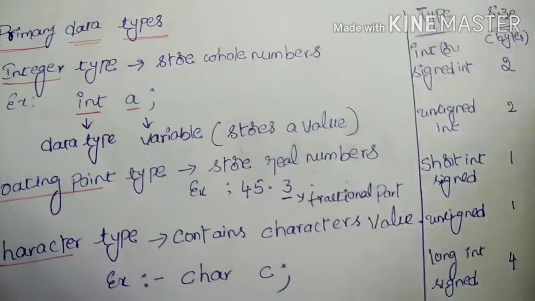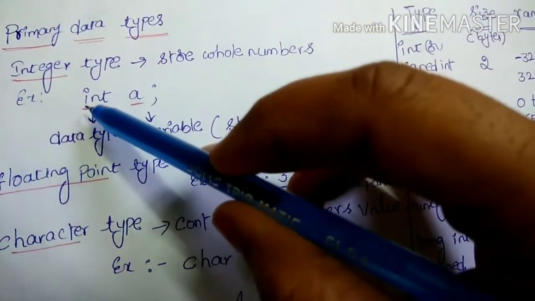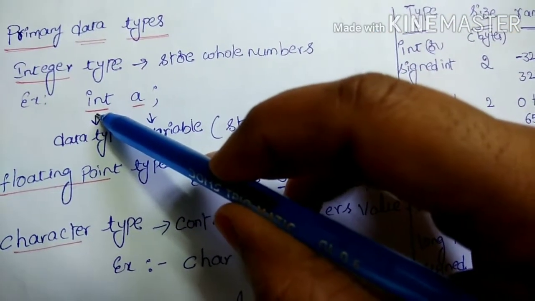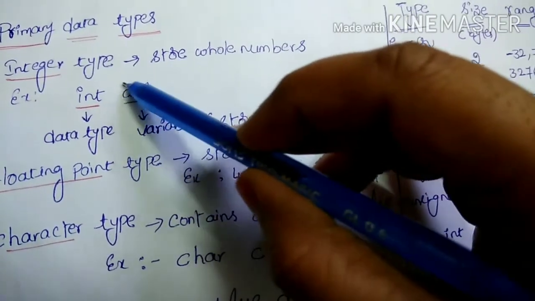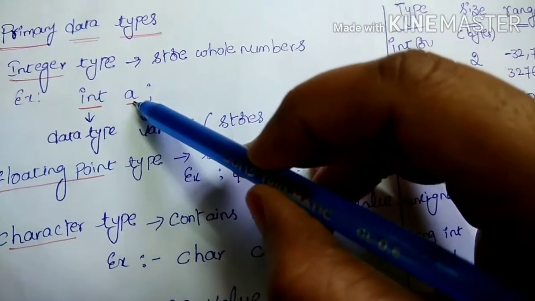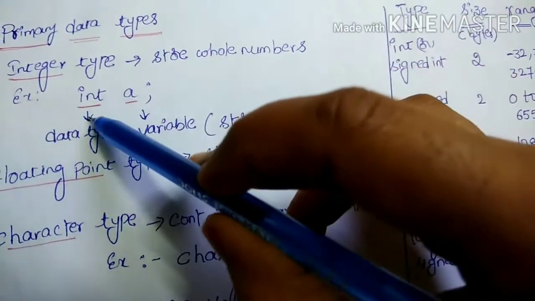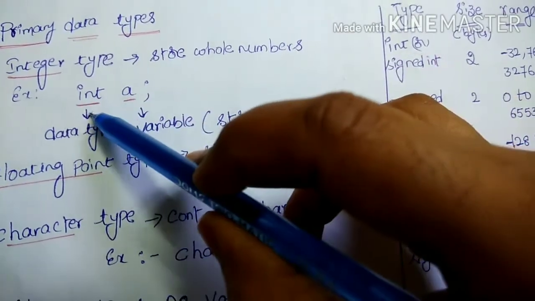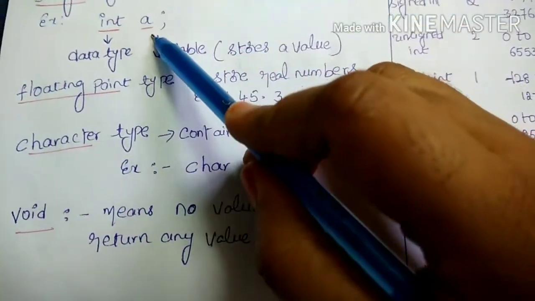So how to declare this integer data type? Int is a keyword, that is a data type. Give a space. A stands for a variable which holds a value. Int a, give a semicolon, that is the declaration. So int stands for integer data type, and here a is a variable.